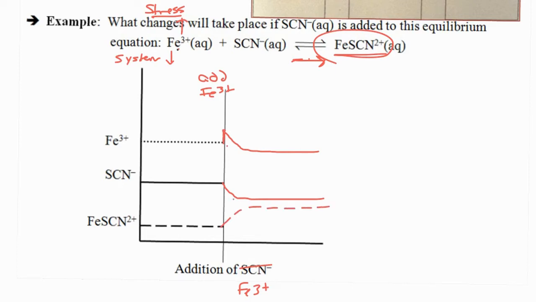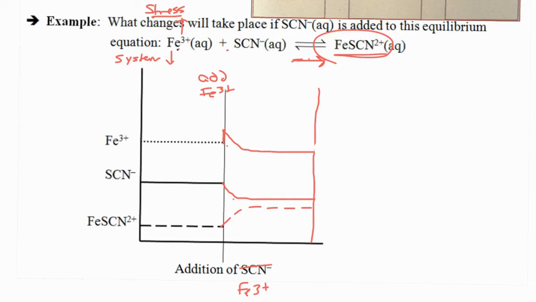Now, the amount they change is important too. If you remember last week, that's dependent on coefficients. All these coefficients are the same, so they're all going to change the same amount. So then we reestablish this new equilibrium at that point in time. So now we have a new equilibrium due to changing that.